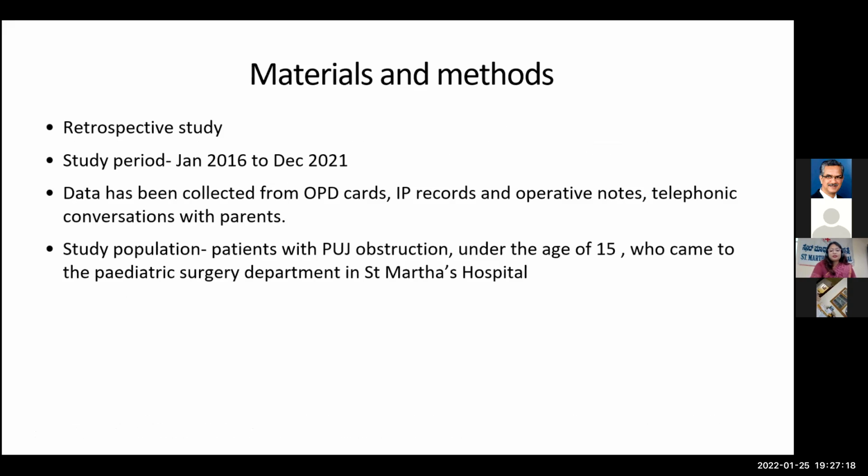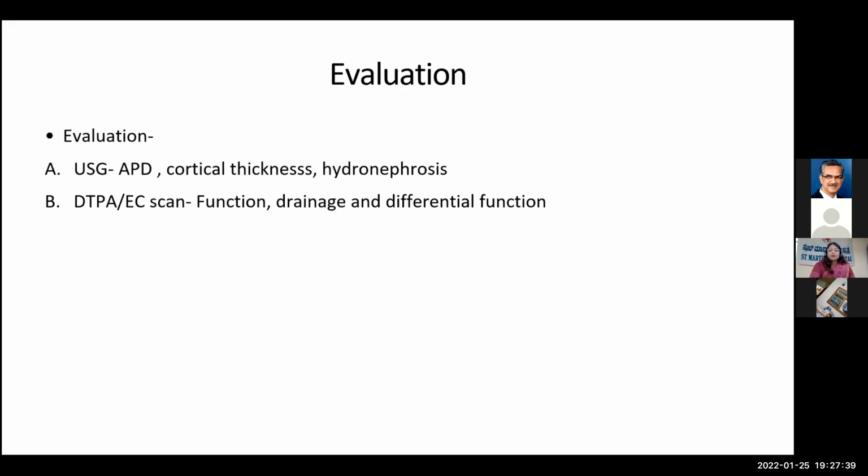Materials and methods: this was a retrospective study. Study period was from Jan 2016 to December 2021. Data was collected from the OP records, the IP records, operative notes, and through telephonic follow-up conversation with the parents. Study population was all those children under the age of 15 who presented with PUJ obstruction to the Pediatric Surgery Department in St. Martha's.